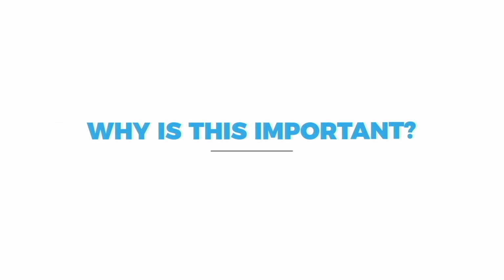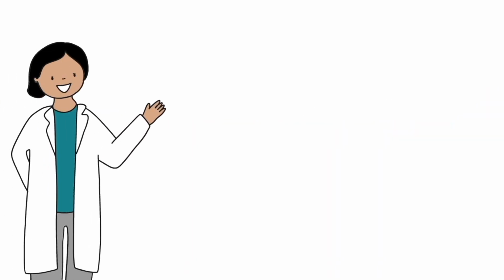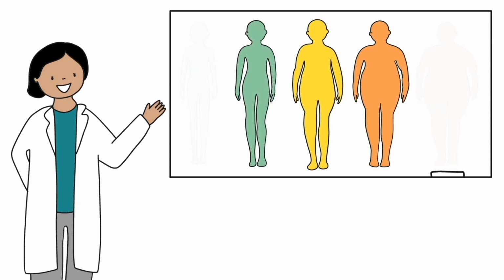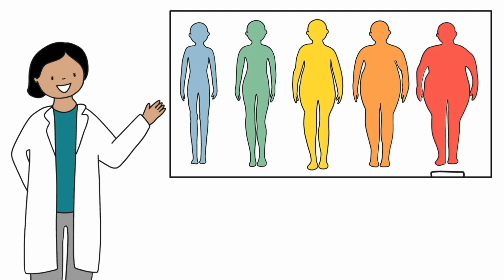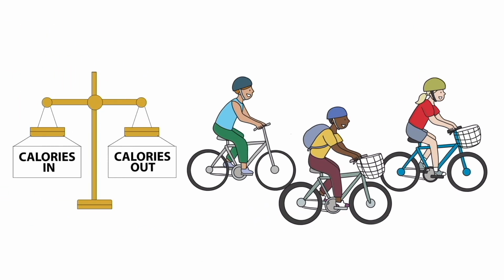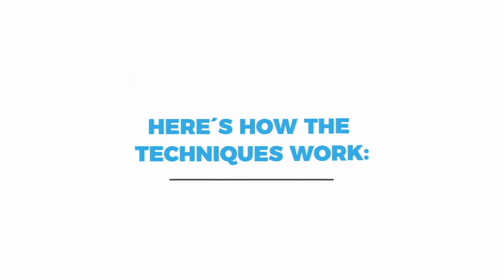Why is this important? Monitoring body composition is important because changes to overall fat and fat-free mass are associated with the risk of diet-related disease. Total energy expenditure can be used to determine a person's physical activity level and give an estimate of energy requirements. Here's how the techniques work.